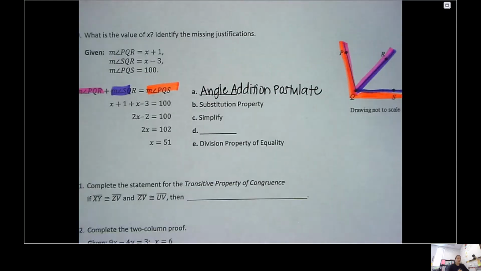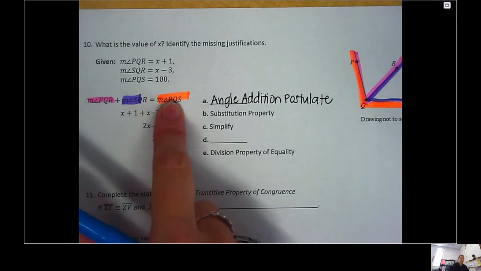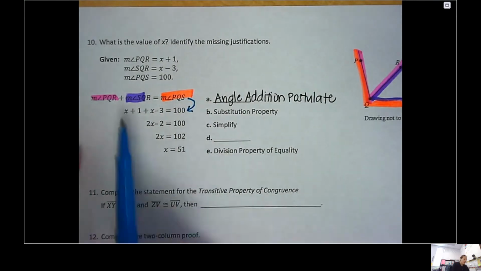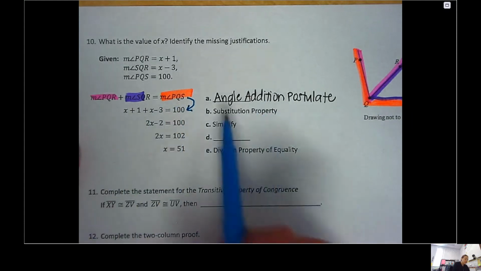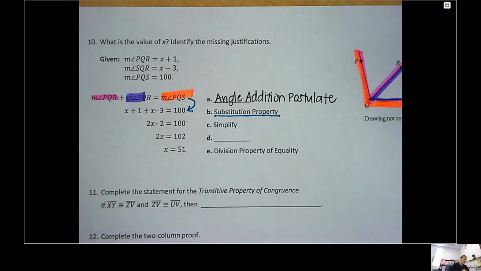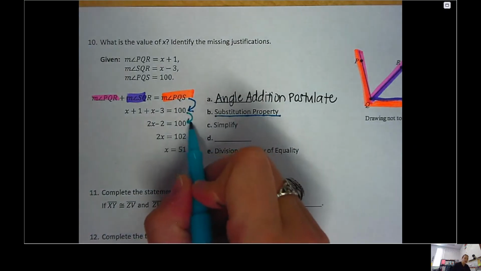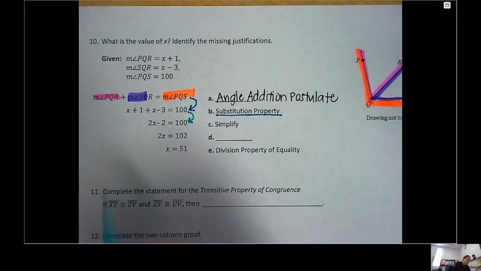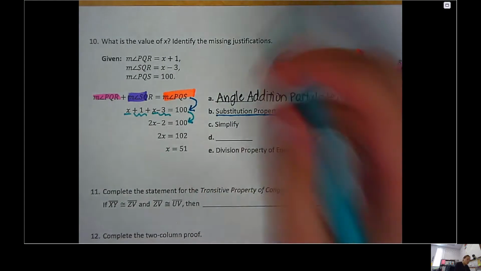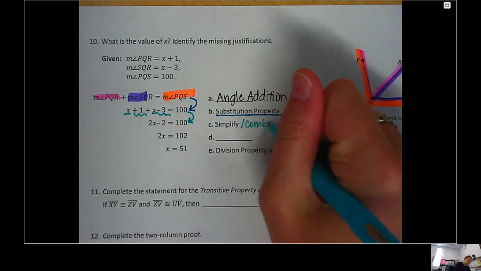To get from letter A to letter B, I went from all these kind of like angles to suddenly having equations. I took these equations here and I substituted them in for each statement. So there's my substitution property. To get from B to C, I said, okay, let me combine together my x's and combine together my constants. That is called simplifying, or you can also write it as combine like terms.